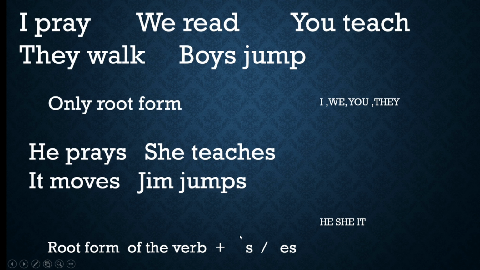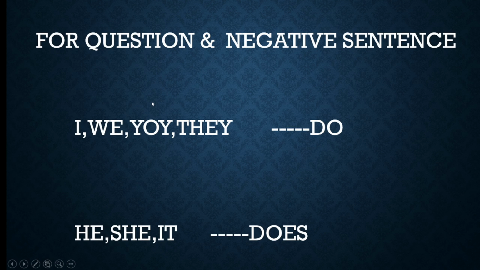Let's move on. Now here see, when you are framing a question or negative sentence, when you have a pronoun like I, we, you, they, you should add do. Keep in mind, when you are having I, we, you, they, you should write do. When you are having he, she, it, you should add does.